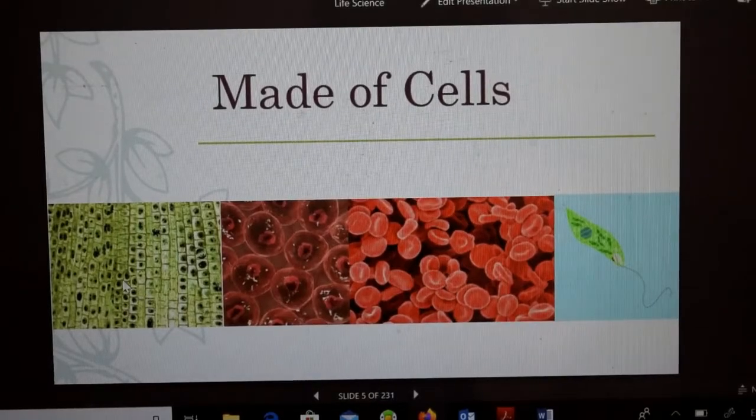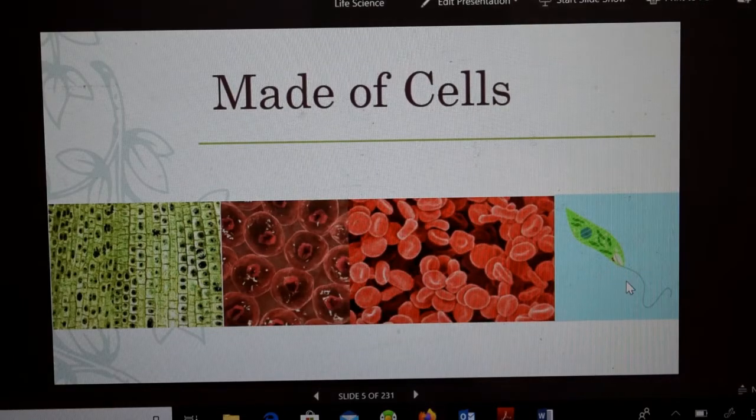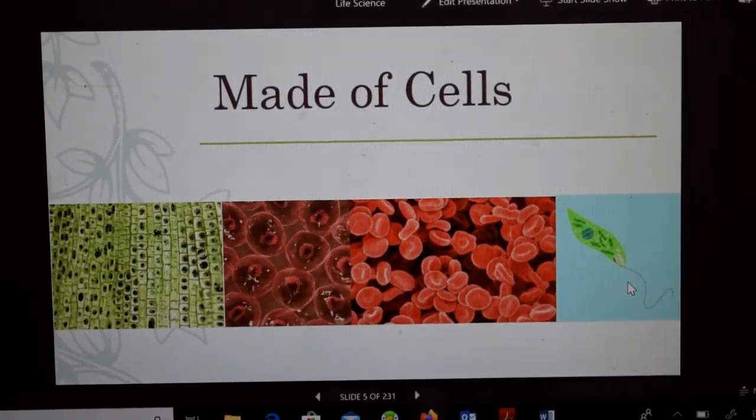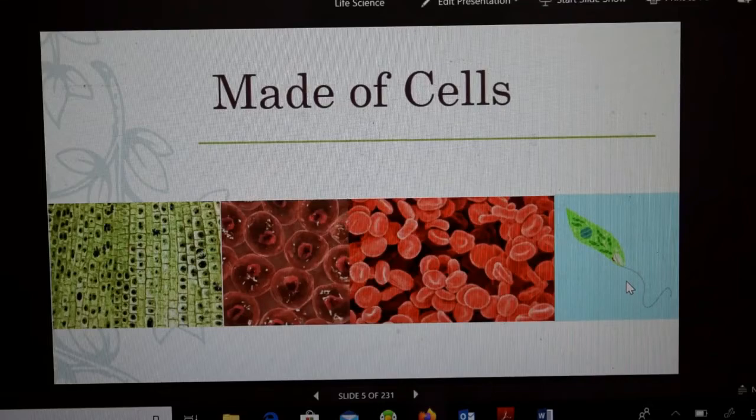So here's pictures of cells. These are plant cells, individual plant cells. These are animal cells. I believe these are blood cells. And I think this is a single cell organism. Believe it or not, there are organisms made up of just one cell. Human beings are complex. We're made up of trillions and trillions of cells, but there are single cell organisms.